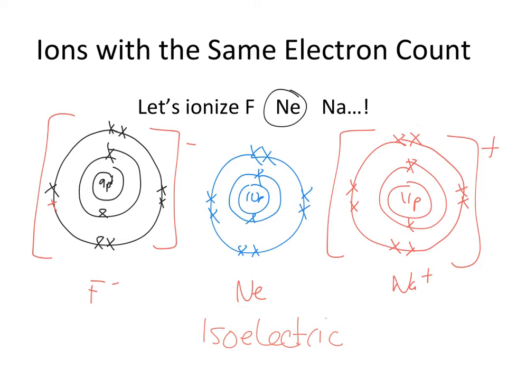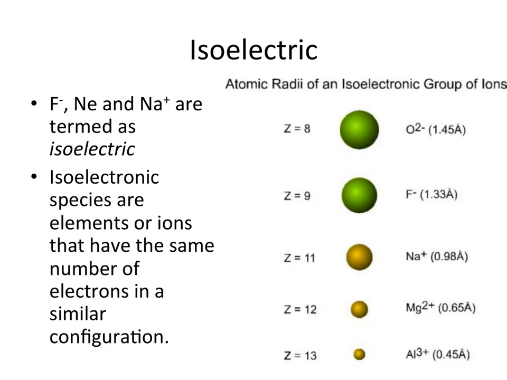They still are their own species, however. Fluorine is still fluorine because it has 9 protons. Neon has 10 protons, so it's still neon. And again, because this has 11 protons, it is still sodium. So they're still different elements, but they have similar electronic configurations. And again, we call this isoelectronic. They're species, elements, or ions that have the same number of electrons in a similar configuration.